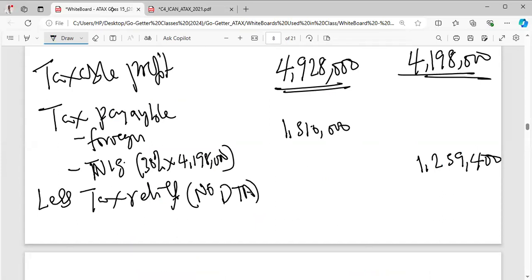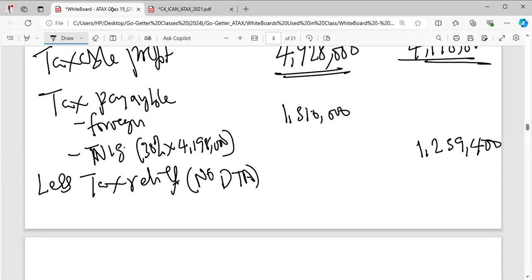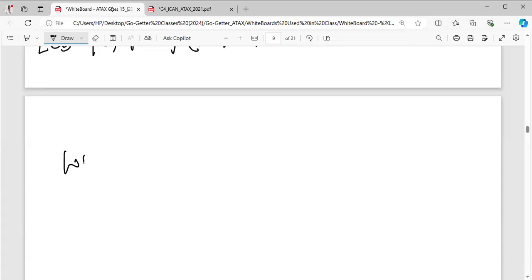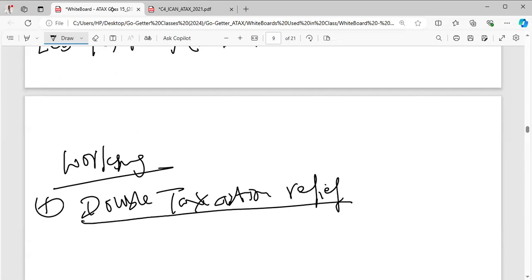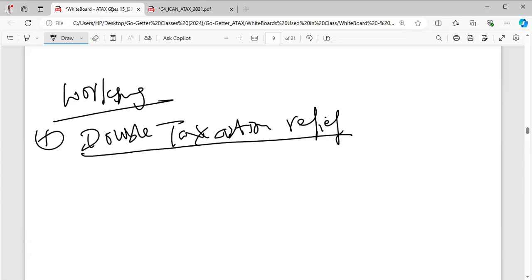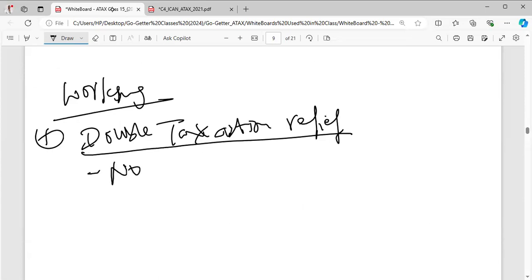So since there is no DTA, what you will do, you will go down and do a workings. Workings 1, double taxation relief. Double taxation relief. Now you say no DTA exists.